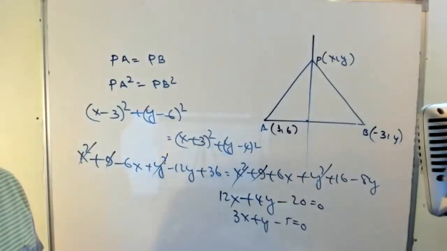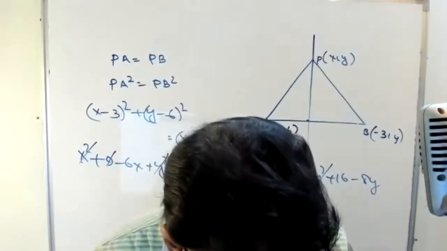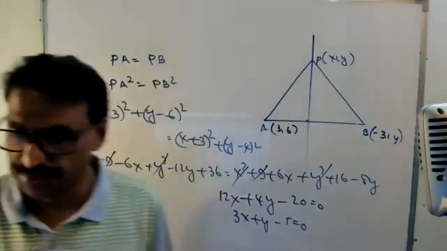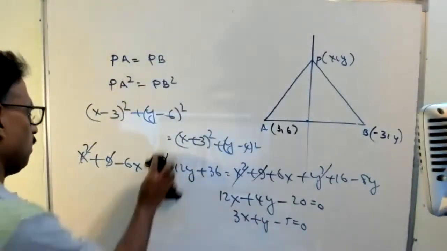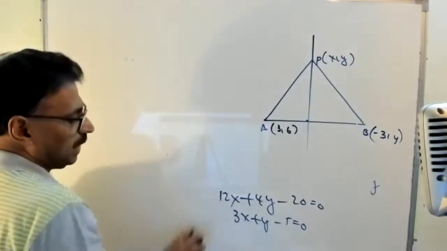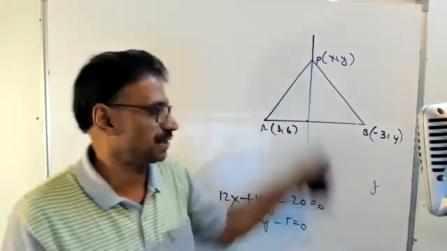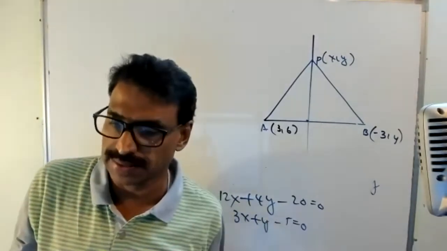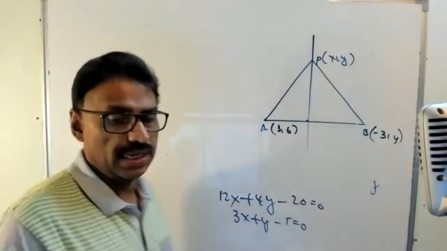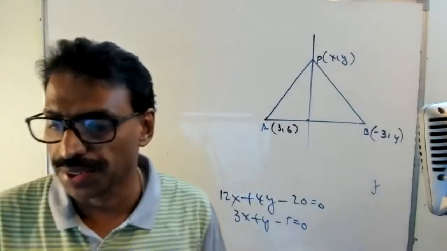Okay, now we got the first part. Second part is what? Find the point of intersection with the x-axis. Look here now, the perpendicular bisector. We got the equation. Now this perpendicular bisector intersects the x-axis. What is the coordinate? We know, as you studied last year, that when a line intersects the x-axis, the y coordinate is 0.